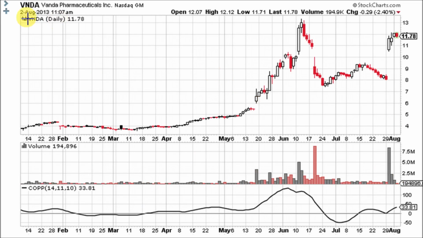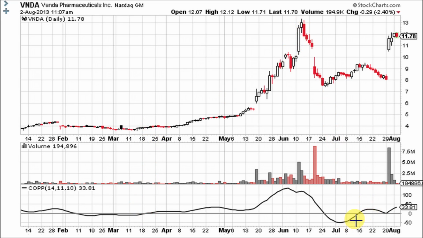Now on this chart for VNDA, the Coppock curve only gave 2 buy signals, one right here and one right here, when it dipped below the zero line and then crossed up through it. This one worked pretty good. If you bought this buy signal right here, you were in at $4 and the stock ran to over $13.